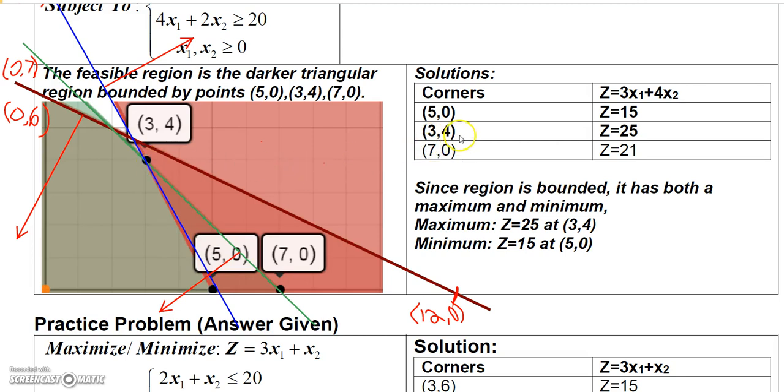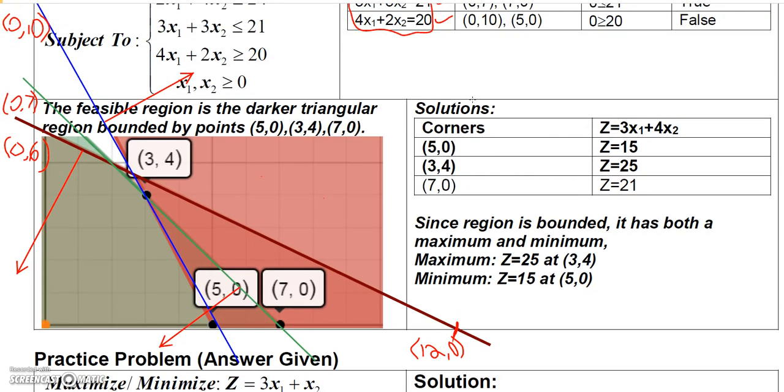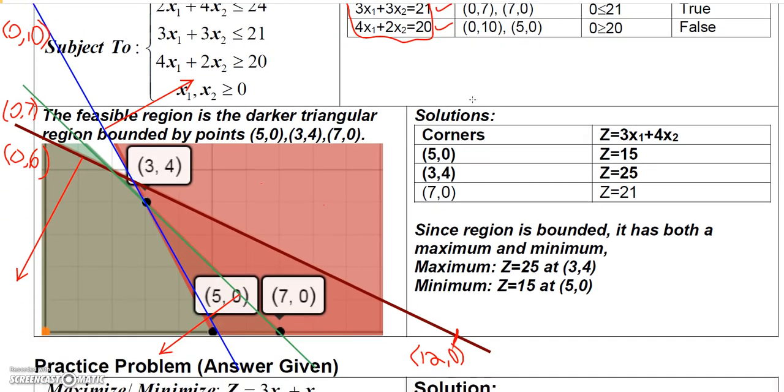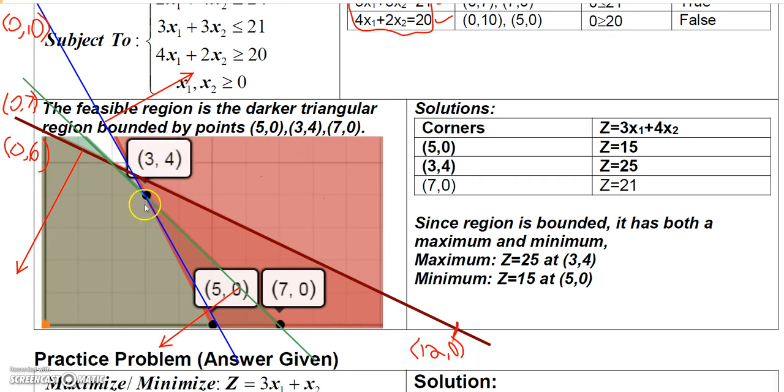So if those are the corner points, then what did I want to do? I wanted to maximize and minimize this. Since it's a bounded region, remember it's bounded because I can enclose it, I will have both a maximum and a minimum. So let's plug (5, 0) into the function, and that'll give me 15. Let's plug (3, 4) in, and that'll give me 9 plus 16, which is 25. And let's plug (7, 0) in, which gives me 21.